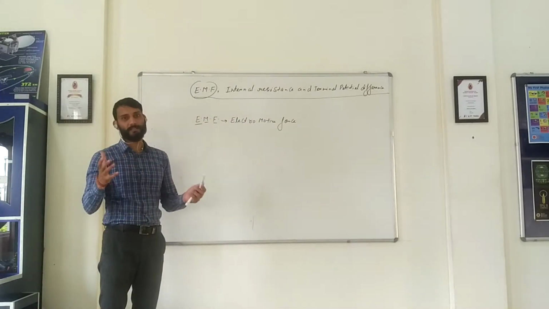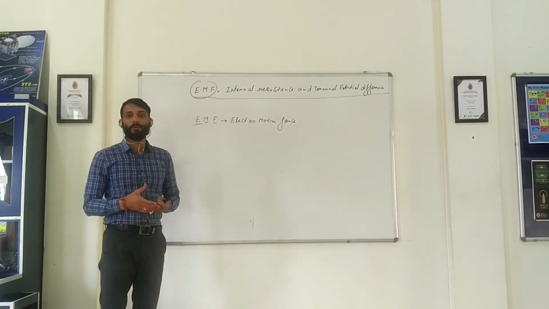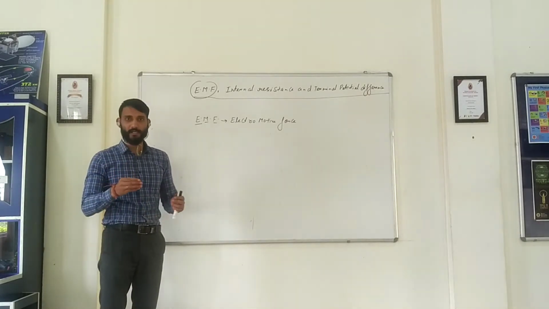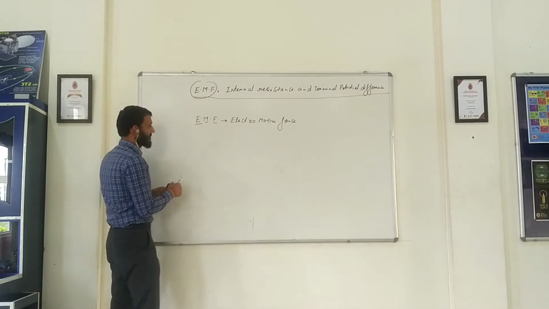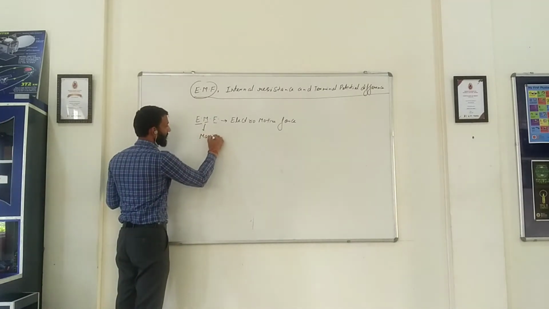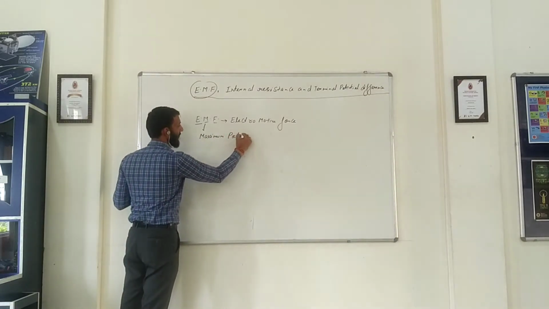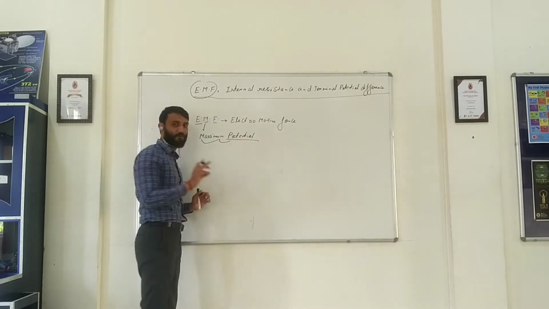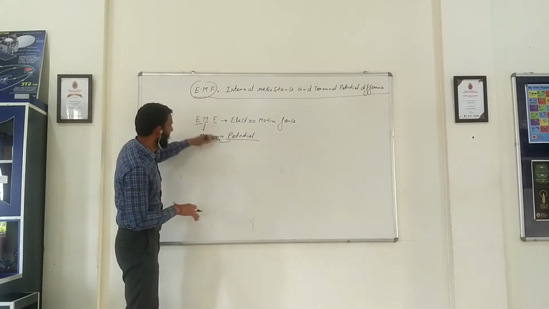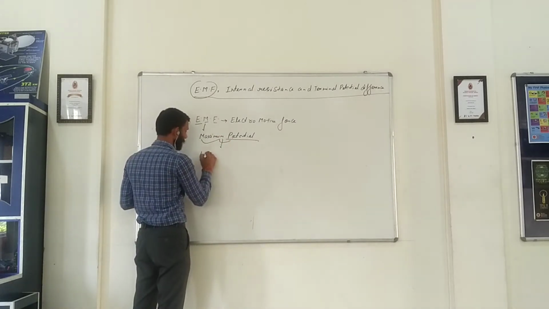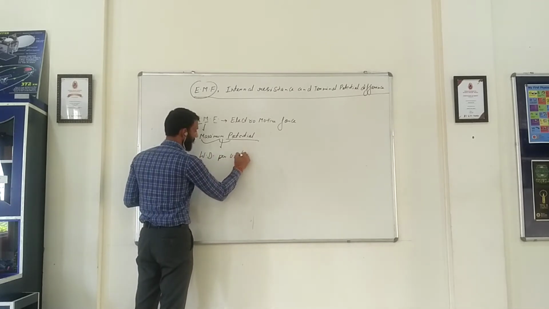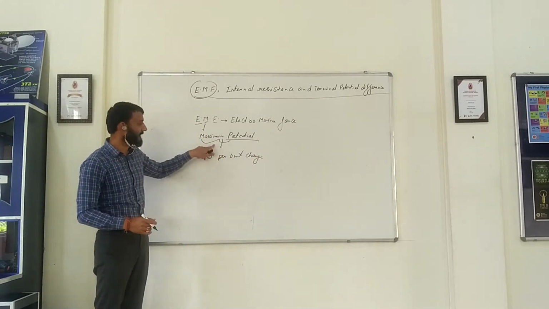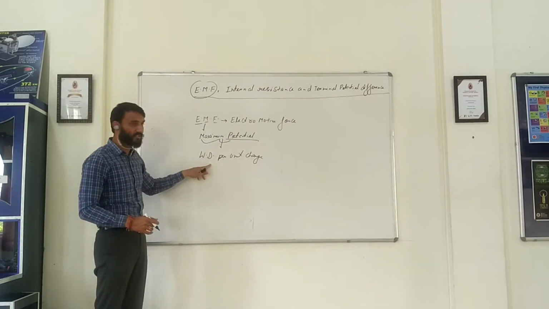EMF is nothing but the electric potential. Electric potential we have already discussed, and it is defined as the work done per unit charge. Right? So it is the same thing, but in this case I call it maximum potential. Why do I call it maximum potential? Potential is basically work done per unit charge. This EMF is work done per unit charge. It is maximum potential, so that's why I am defining it like this.